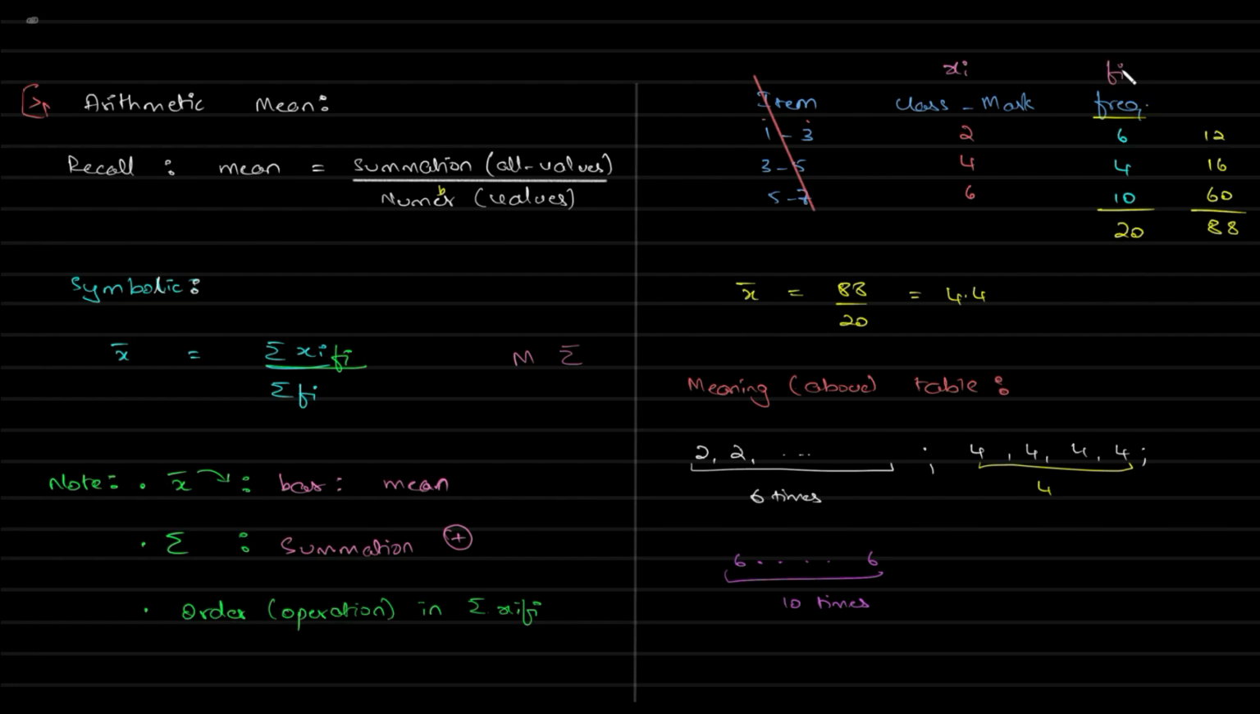Frequency is represented by fi, and the product of this, 2 into 6 is 12, is represented as xi fi. That's the name of this column. And at the end of it, we're taking the sum of this particular column. That's why we have this formula: mean is equal to summation of the product xi fi divided by summation of fi. This is what it means.